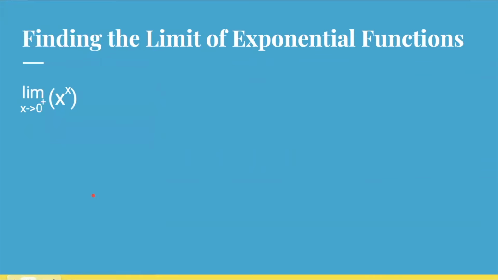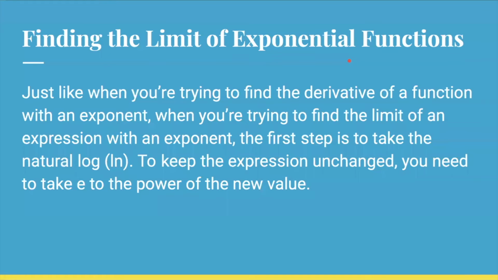Okay, so now how do you find the limit of exponential functions? For example, here you will have 0 to the power of 0. Here is the process. Just like when you're trying to find the derivative of a function with an exponent, when you're trying to find the limit of an expression with an exponent, the first step is to take the natural log. To keep the expression unchanged, you need to take e to the power of the new value.